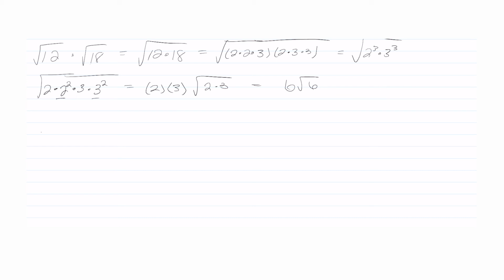Alternatively, you can simplify from here. We know that 2 squared is 4, and we know that 3 squared is 9, times 2 times 3, which gives us the square root of 36 times 6, and 36 we know is a perfect square, so this simplifies down into 6 square root 6.